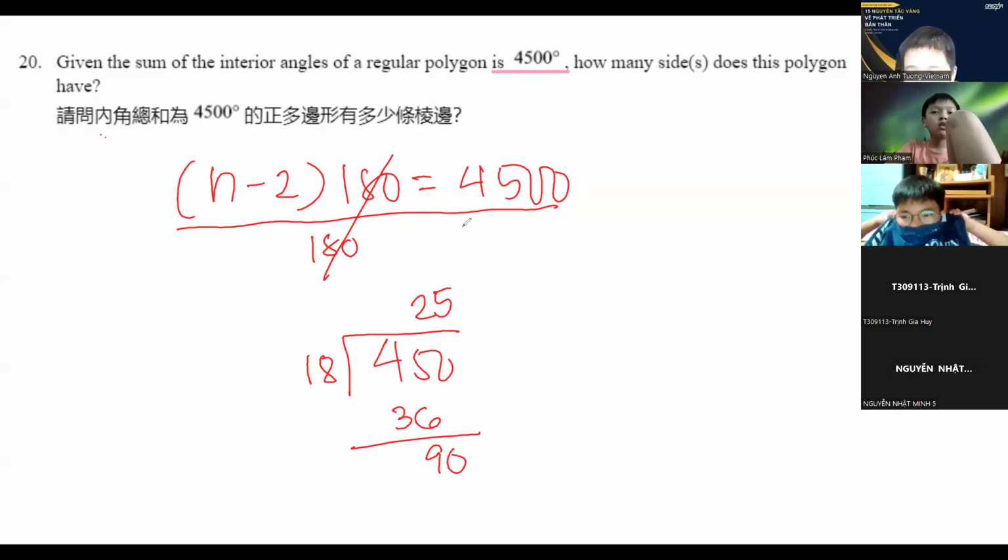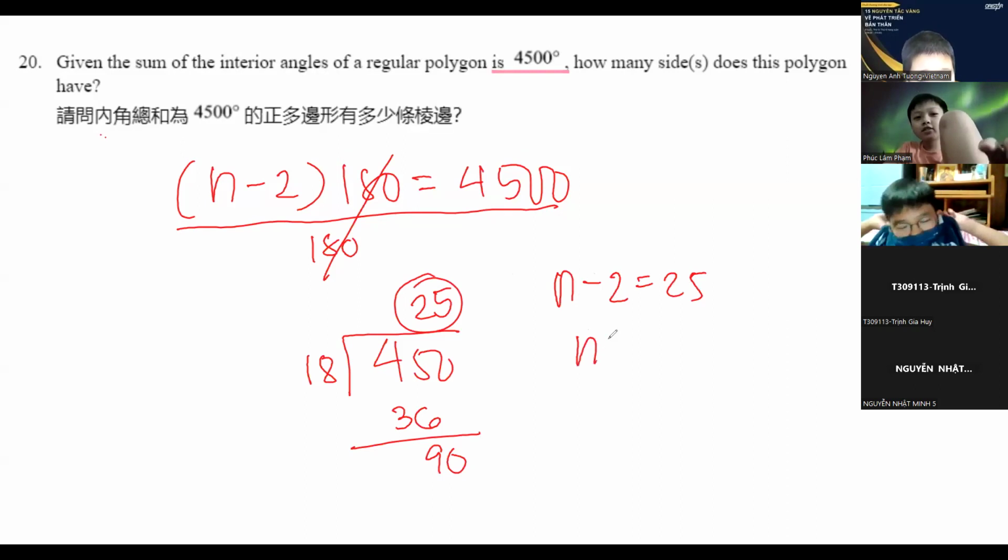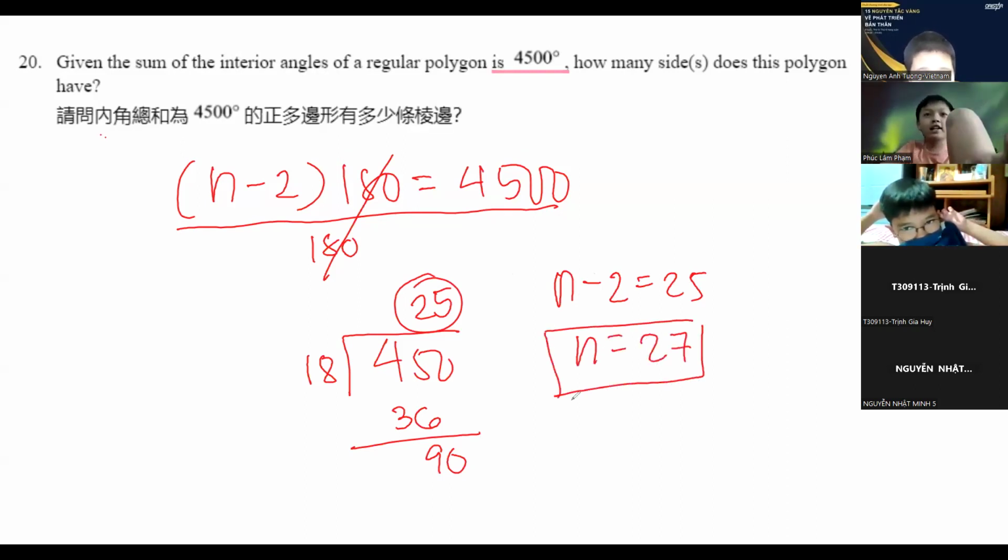So 4,500 divided by 180 is 25. That means n minus 2 is equal to 25. n is equal to 27. So are there any questions for number 20?